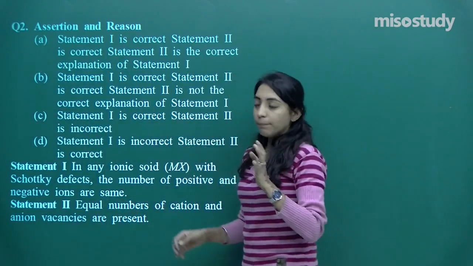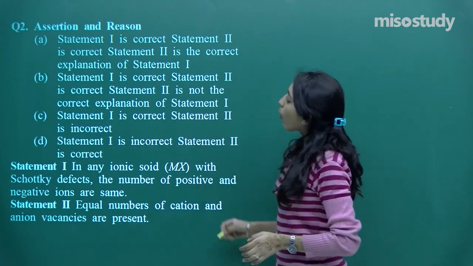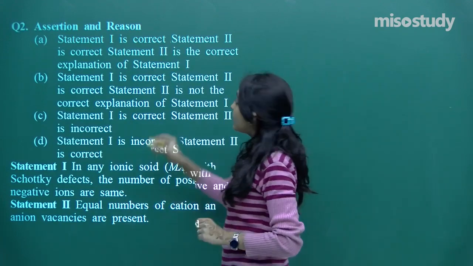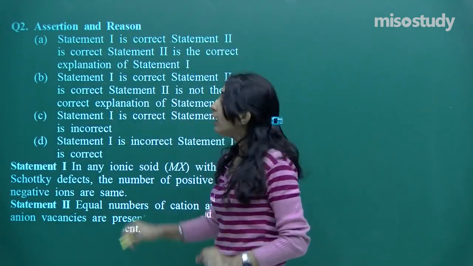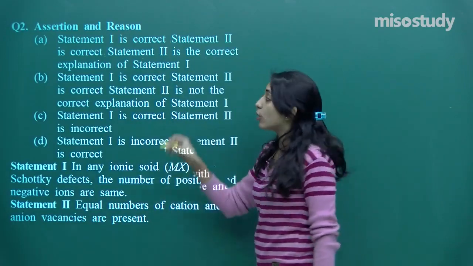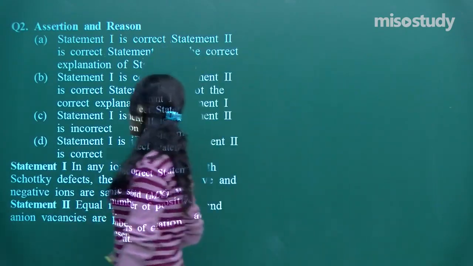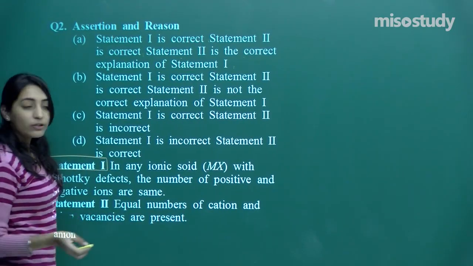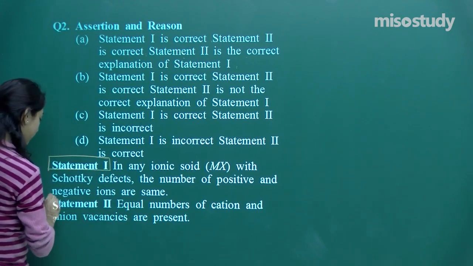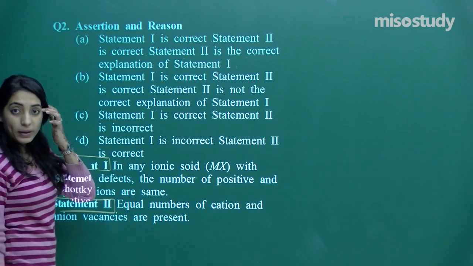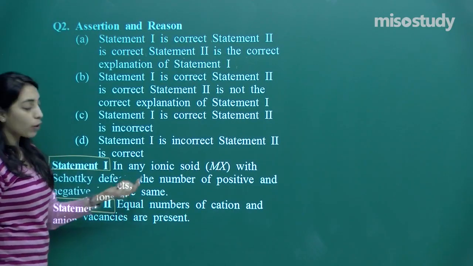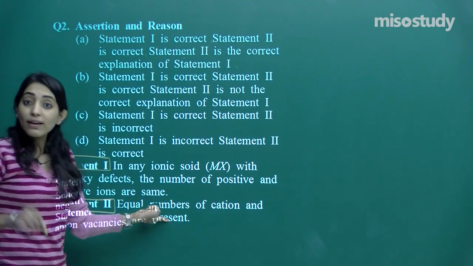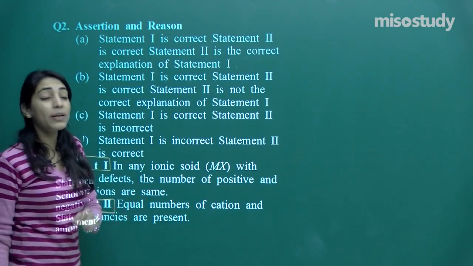In option number A, it says that statement 1 is correct. Statement 2 is also correct. And statement 2 is the correct explanation of statement 1. So see, at the bottom of the question, he has given you 2 statements. So these are statement type questions. Statement 1 is given to us and statement 2 is also given to me, right? So we need to first of all figure out whether statement 1 is correct or not, whether statement 2 is correct or not. Then we need to figure out whether statement 2 is the correct explanation of statement 1 or not.